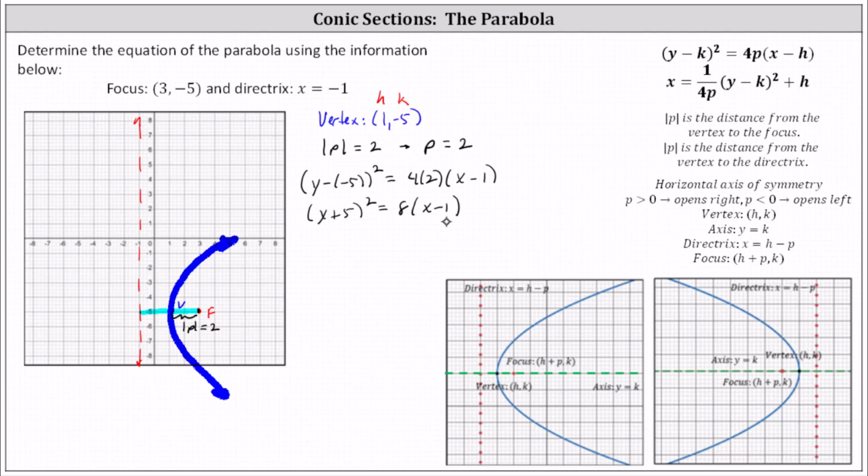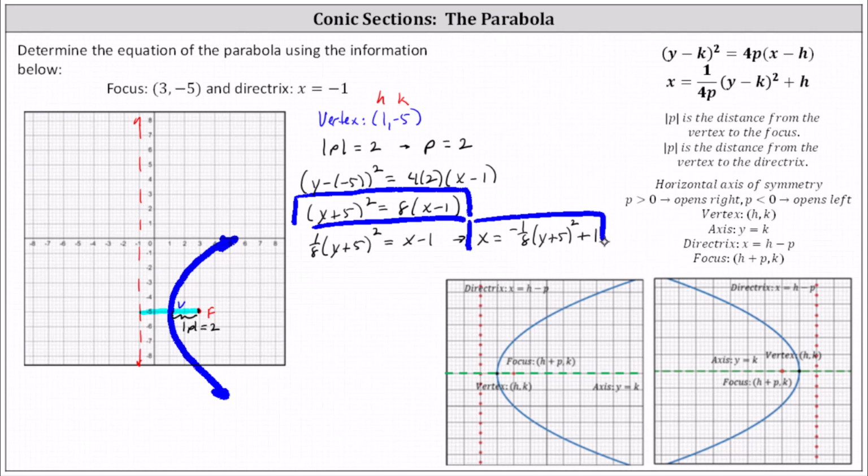But if we did want to solve the equation for x, the first step would be to multiply both sides by 1/8, which would give us 1/8 times the square of (y plus 5) equals x minus 1. The last step would be to add 1 to both sides, giving us x equals 1/8 times the square of (y plus 5) plus 1. So these two equations are equivalent, and therefore both forms should be acceptable.